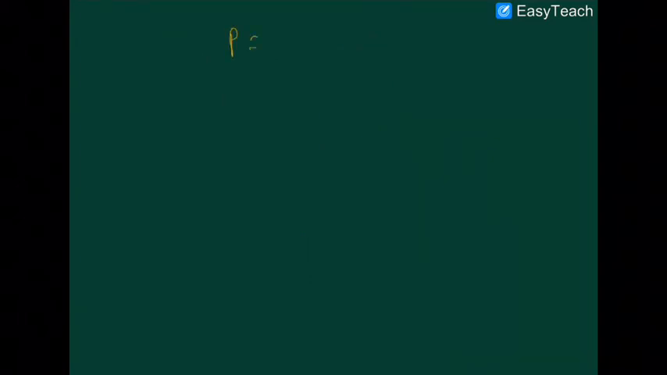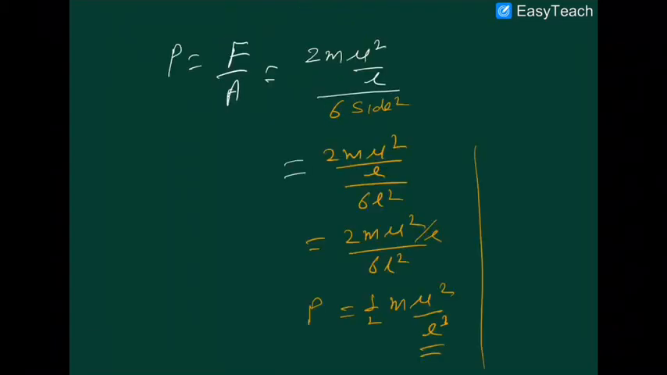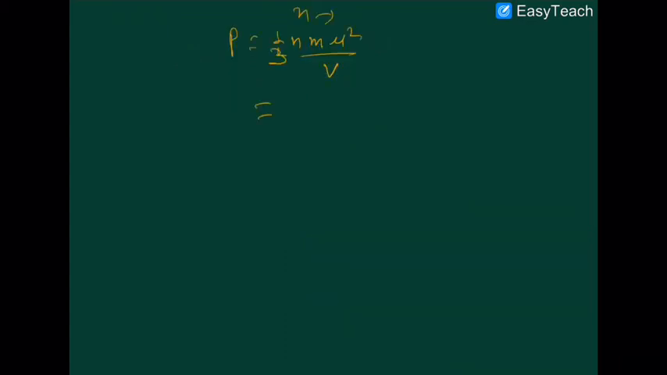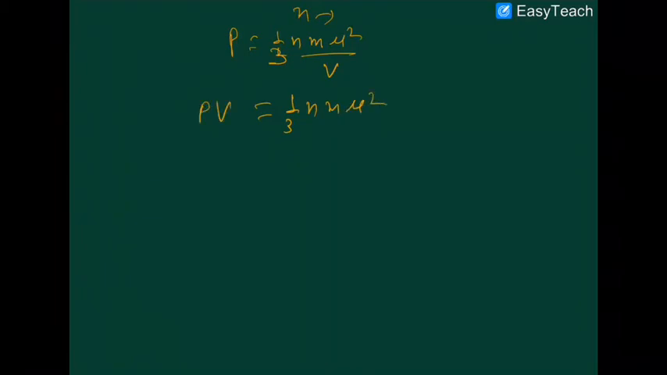So if there are n molecules, P comes out to be 1 by 3 n m mu square by V, because 2 by 6 is 1 by 3. So if n is the total number of molecules in the system, it is PV equal to 1 by 3 n m mu square.